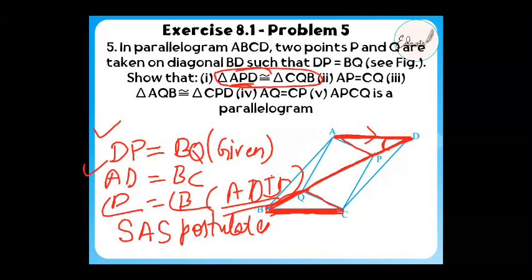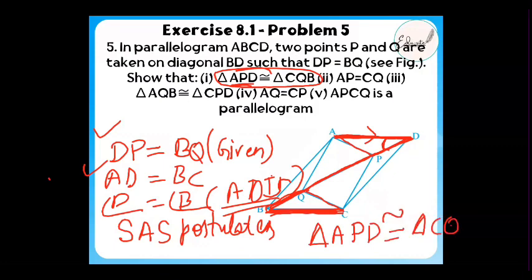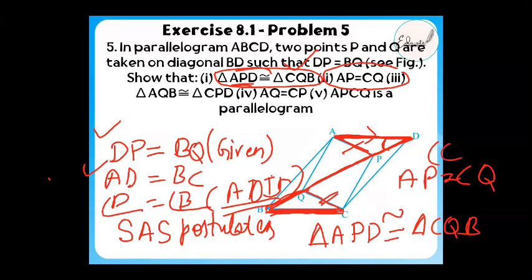I have to write it down. Okay, please write it down. Using the SAS postulate, SAS congruency rule, triangle APD is congruent to triangle CQB. Okay, if both triangles are congruent, then this comes into the picture. The next question is AP is equal to CQ. How will you prove AP is equal to CQ? By the CPCT. That's all. By CPCT, AP is equal to CQ, by the corresponding parts of the congruent triangles. So this second one is proven.